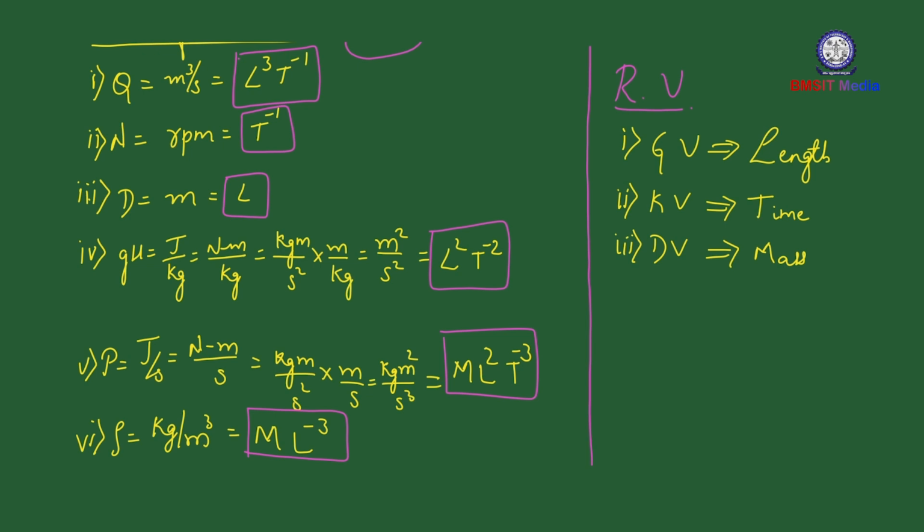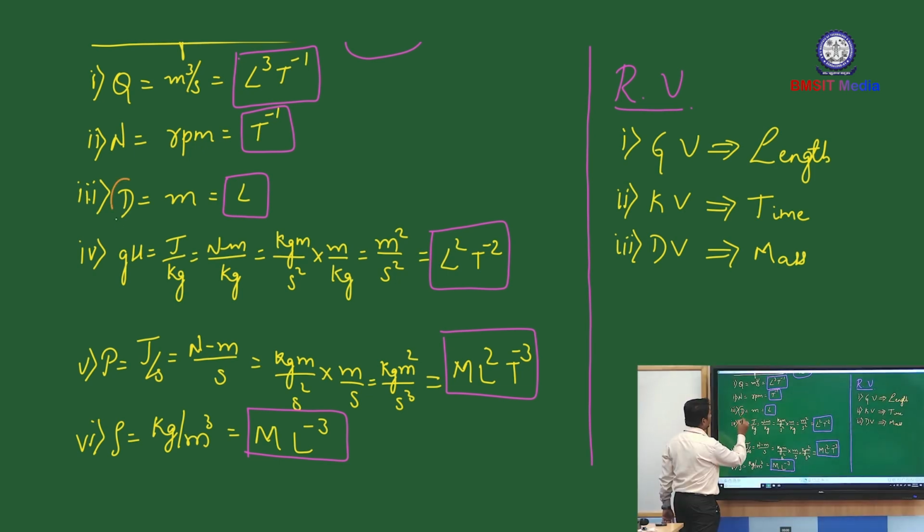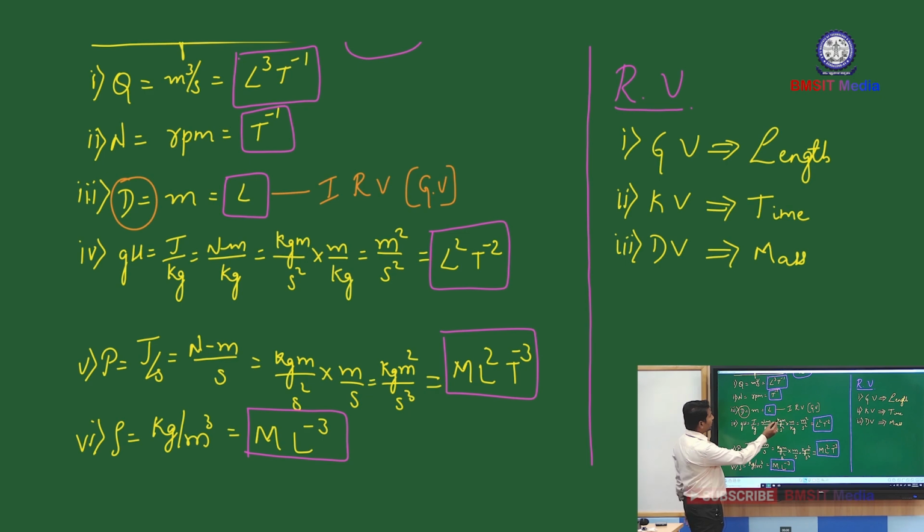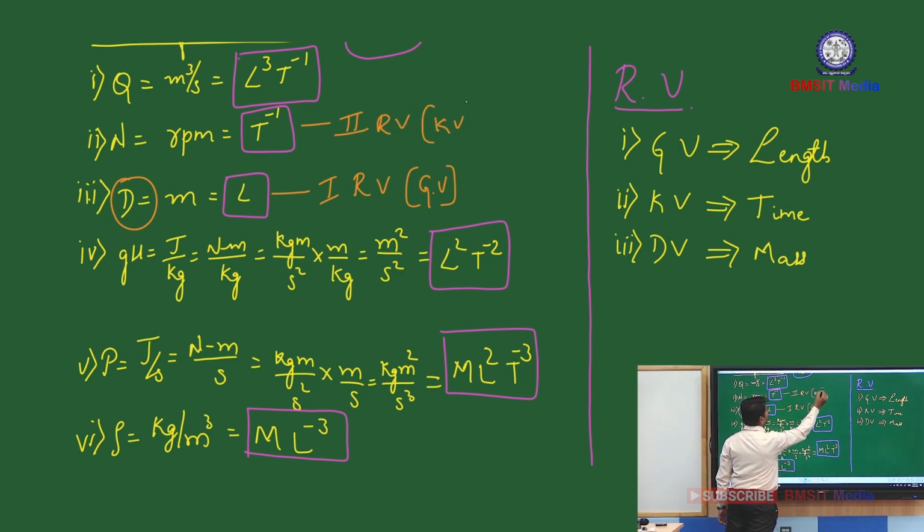So for this particular problem, what are the repeating variables? I am going to select D as the geometric variable, and I'll write this as the first repeating variable. This is based on geometric. The second is based on the kinematic variable, which includes only the time term, so I'll select this as the second repeating variable. It is based on kinematic variables.